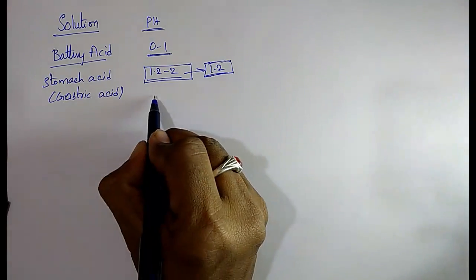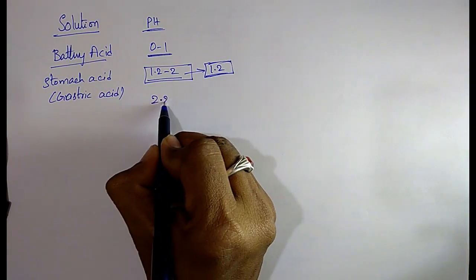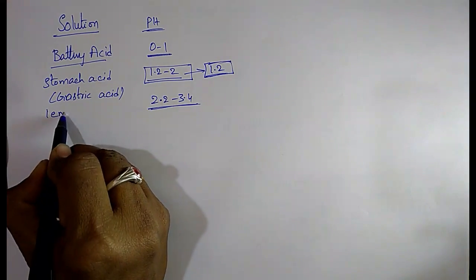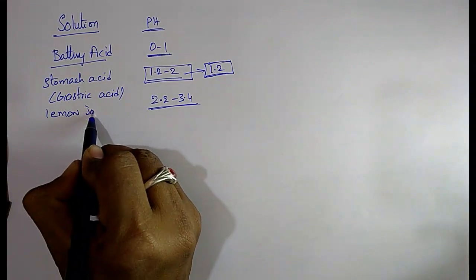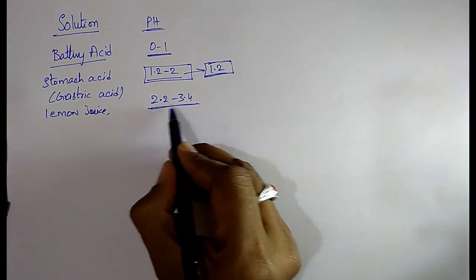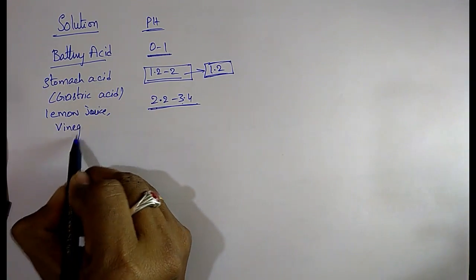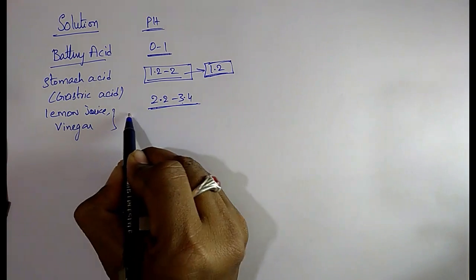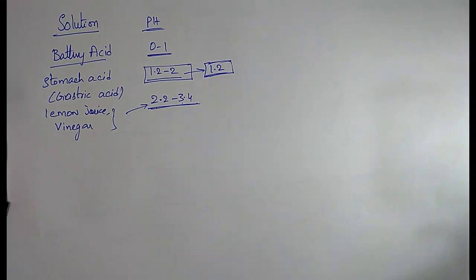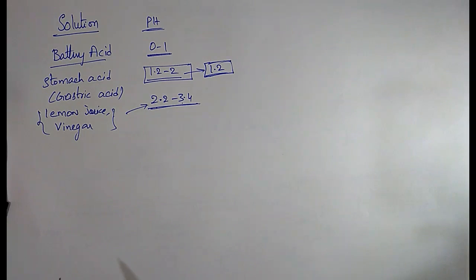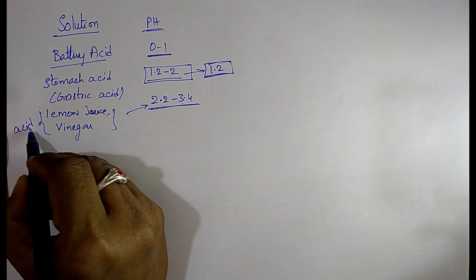Okay. And the pH value from 2.2 to 3.4, that is lemon juice, or vinegar. Lemon juice has 2.2 to 3.4 pH. That means lemon juice and vinegar have an acidic nature.